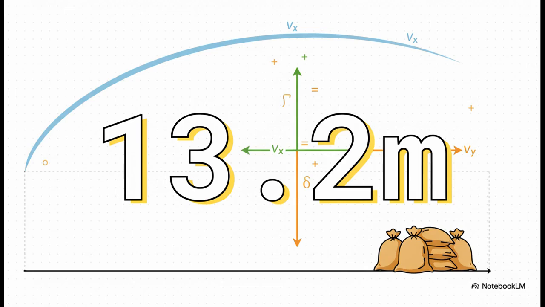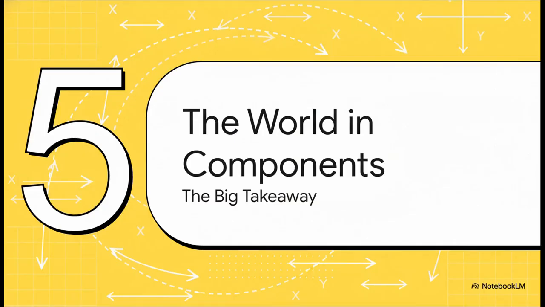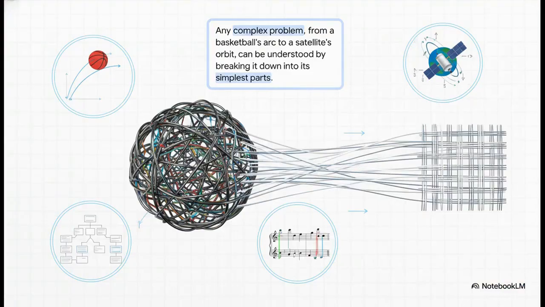So, after all that math, what's the big picture here? What's the main idea you should walk away with? The big takeaway is this incredible, universal idea. Any really complex-looking problem, whether it's the arc of a basketball or even a satellite's orbit, can be understood by breaking it down into its simplest parts. And this isn't just about physics, right? This idea of breaking things down into independent pieces, that's a super powerful problem-solving tool for, well, almost anything.